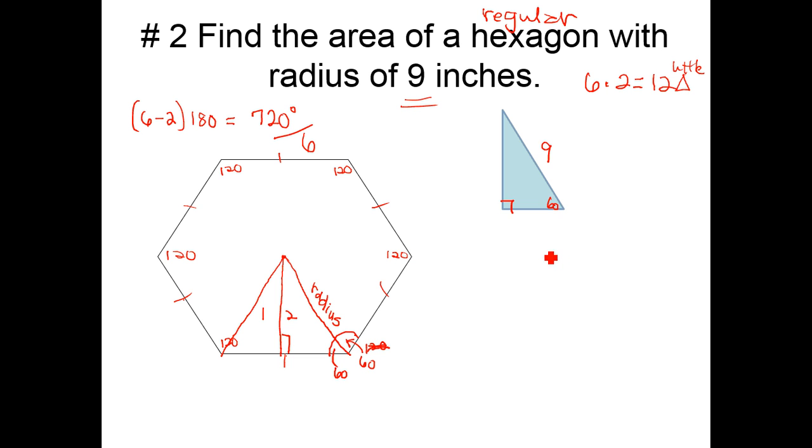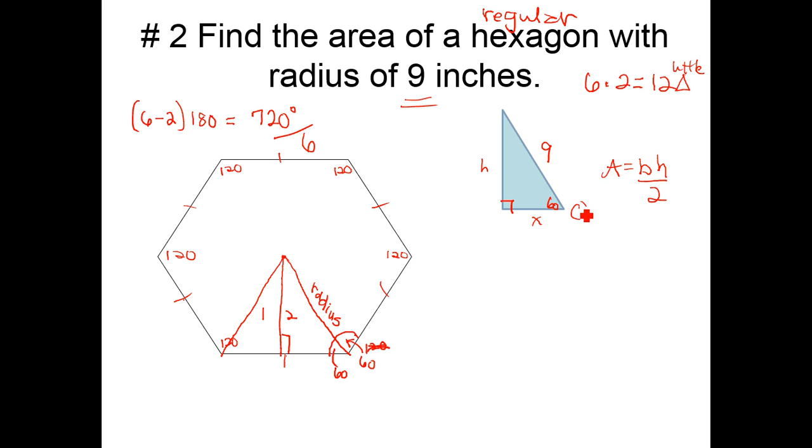All right, so let's find the area of this triangle. So area equals base times height divided by 2. I don't know the base, and I don't know the height. So we're going to have to use some trig.